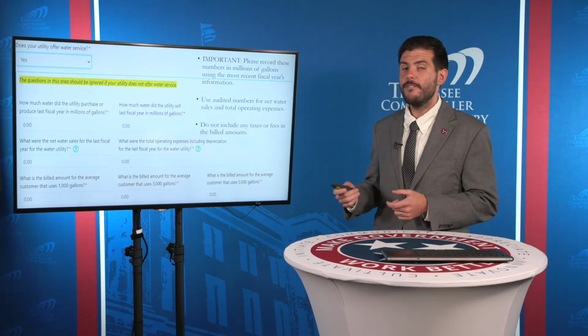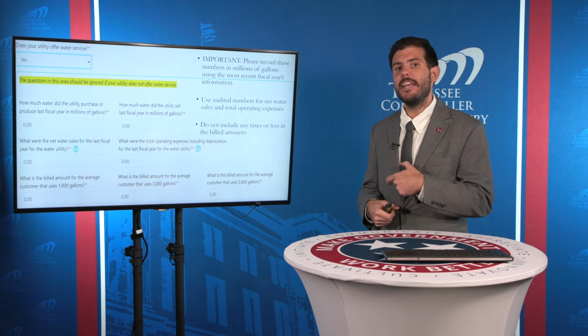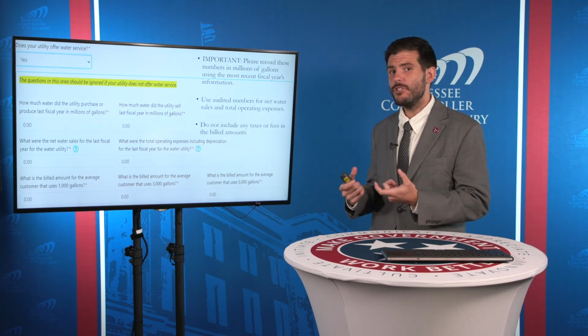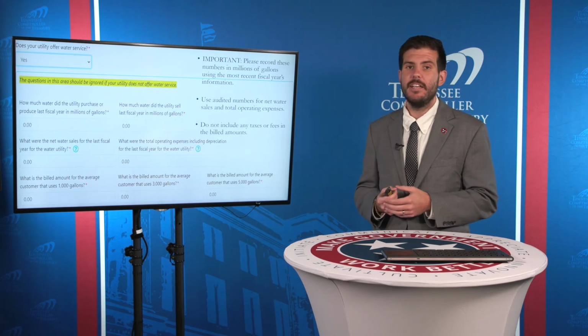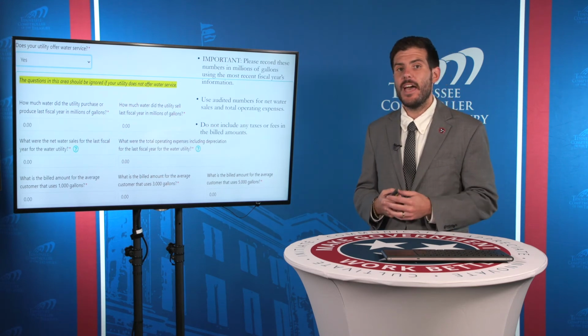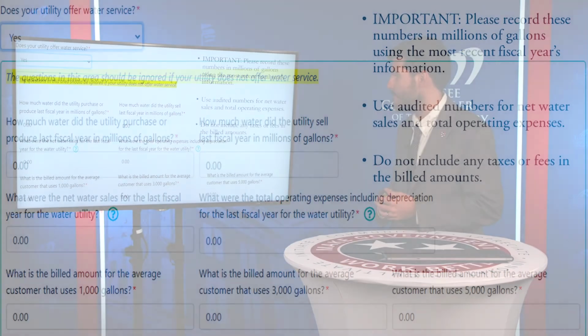So, we're just looking for the net water sales. We don't want any sort of discounts, any sort of contributions or anything, just the net water sales along with the total operating expenses, and it is vital that that includes the depreciation expense.